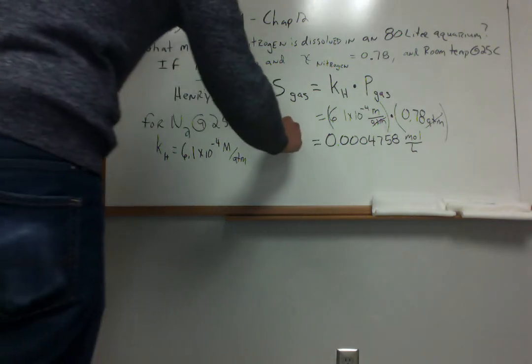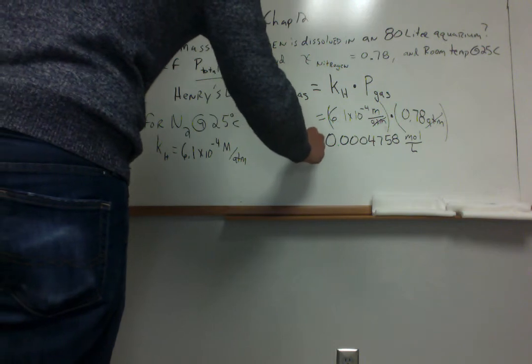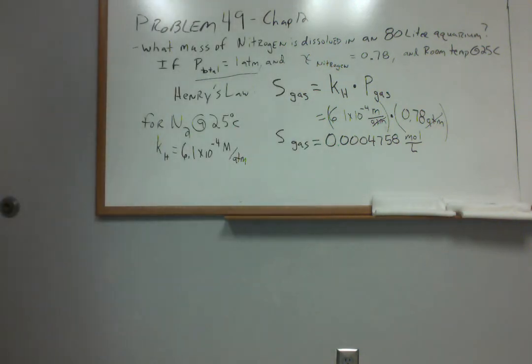But this tells me what the solubility of my nitrogen is in my fish tank, okay? So it's about 0.47 millimole per liter nitrogen dissolved in the water, which is actually pretty interesting. It's more than I might have expected, just from my expectation.